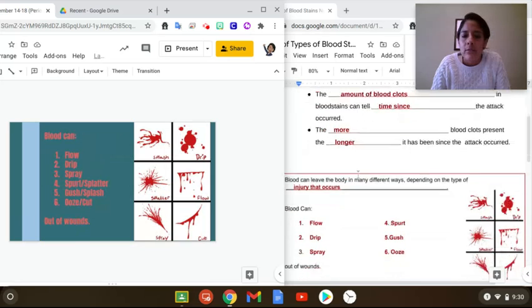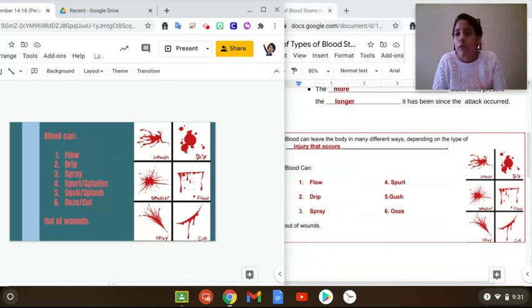All right, so moving down, blood can flow, it can drip, it can spray, it can spurt or splatter, it can gush or splash or ooze out of the body. All right, so not a really happy topic, but very interesting. So depending on the injury, you might have a few blood drops. If someone gets punched in the face and breaks their blood vessels on the surface of or beneath the surface of their face, you're gonna get some drops.